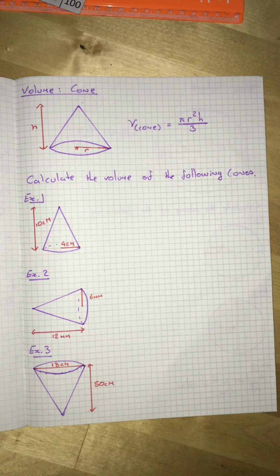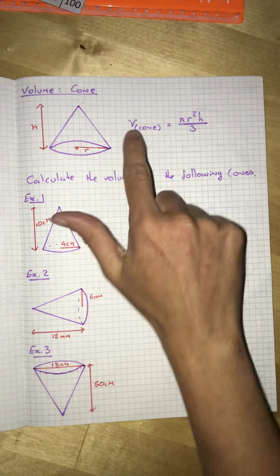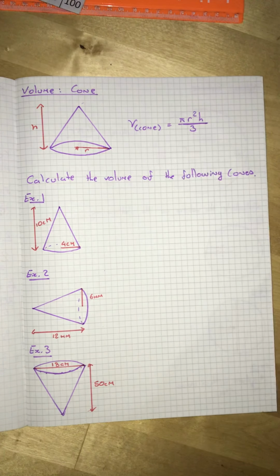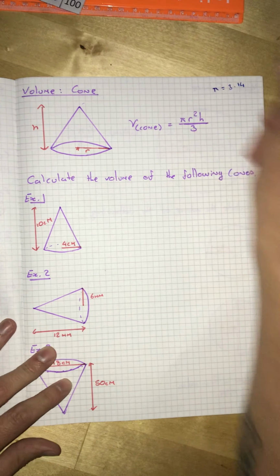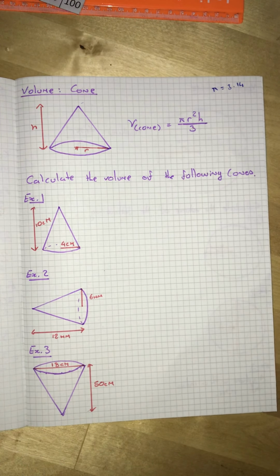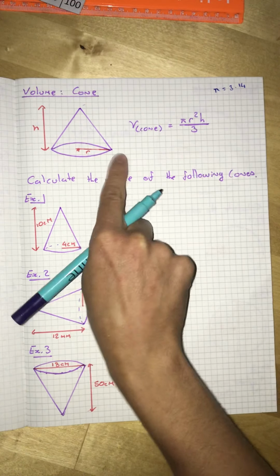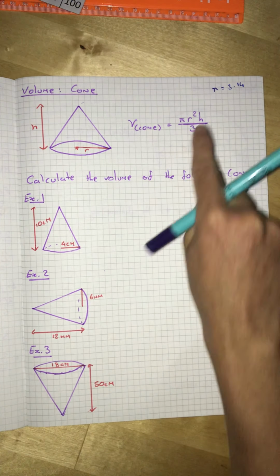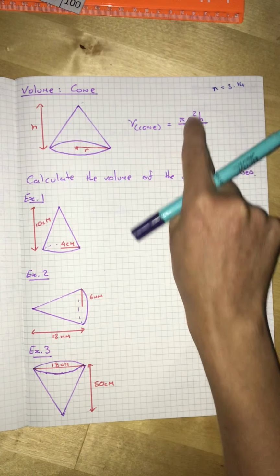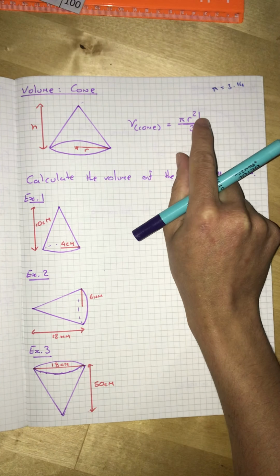So the formula for a cone is pi, and we know now that pi is 3.14, or we can use 3.14. R stands for the radius, so it's the radius of the circle at the base of the cone. H stands for the height, and then all of that's multiplied together, and then it's divided by 3.